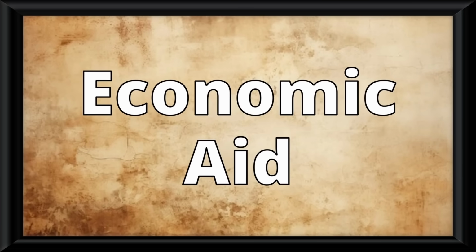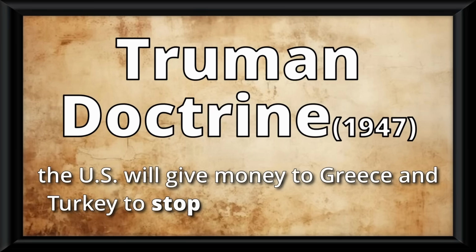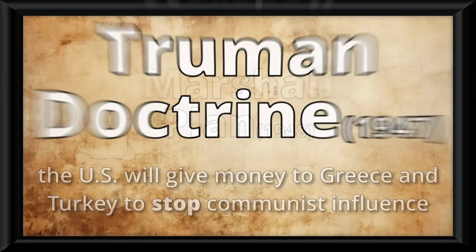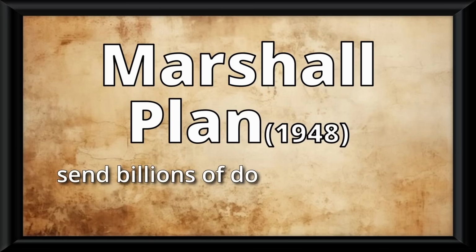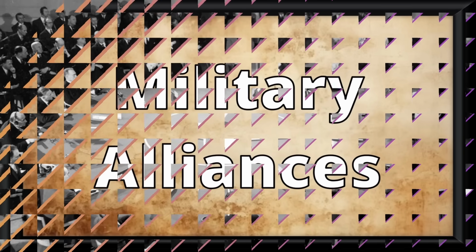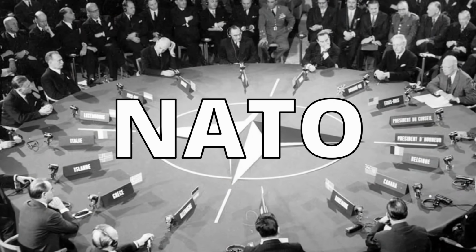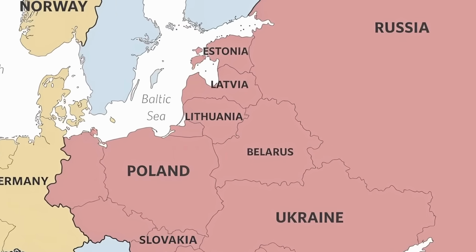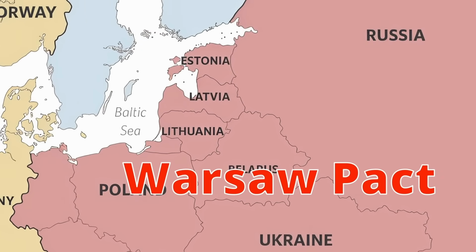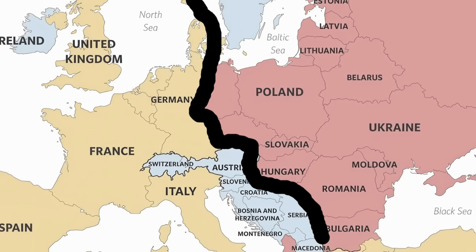First is economic aid. The Truman Doctrine will be made, declaring the US will give money to Greece and Turkey to stop communist influence. Also, the Marshall Plan will be enacted to send billions of dollars to rebuild Western Europe after the war. But the second thing here is military alliances. Western democracies will ally under the North Atlantic Treaty Organization, or NATO, and later the Soviet Union will respond and create the Warsaw Pact for all of its countries. And now notice that with these new organizations, the world is essentially split in half.